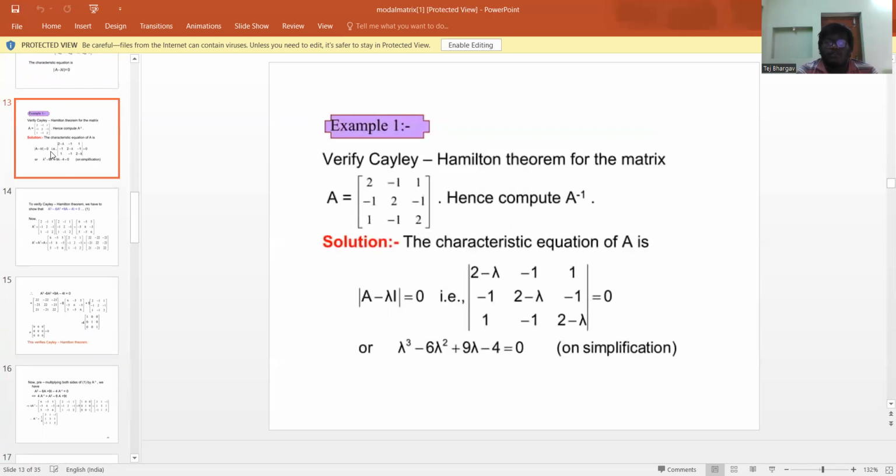Verify the Cayley-Hamilton theorem for the matrix A equal to 2, minus 1, 1, minus 1, 2, minus 1, 1, minus 1, 2. Hence compute A inverse. Solution: the characteristic equation of A is determinant of A minus lambda I equal to 0. That is the determinant of 2 minus lambda, minus 1, 1, minus 1, 2 minus lambda, minus 1, 1, minus 1, 2 minus lambda equal to 0, or lambda cubed minus 6 lambda squared plus 9 lambda minus 4 equal to 0, on simplification.